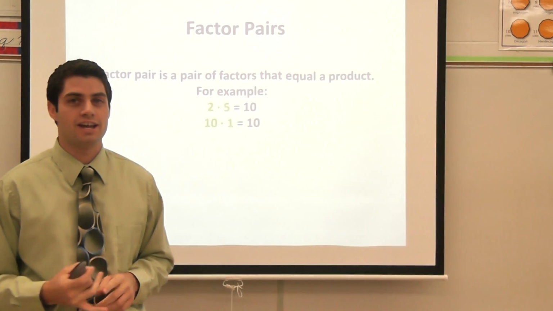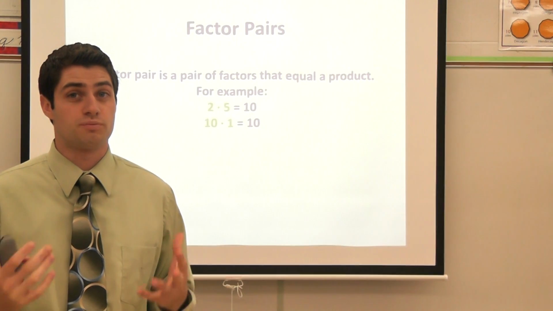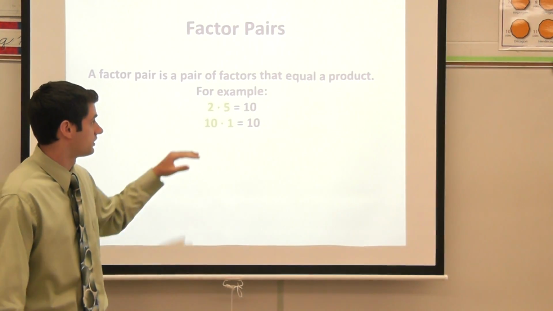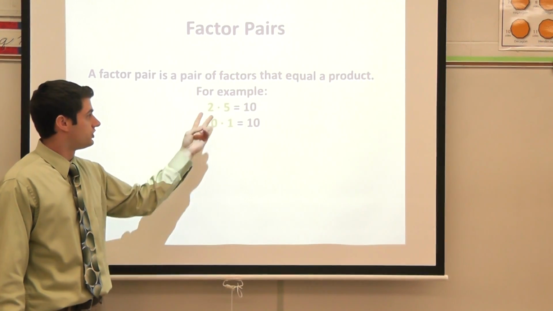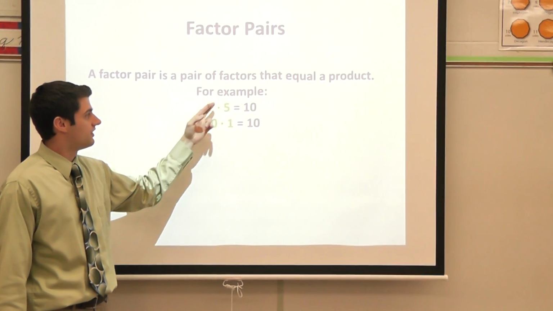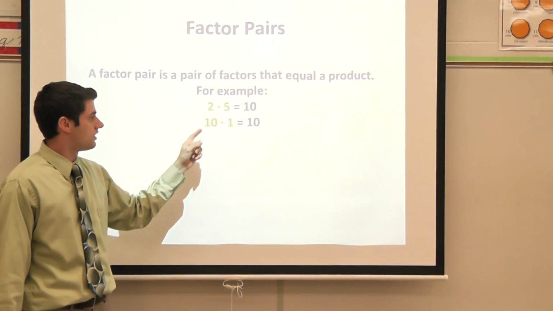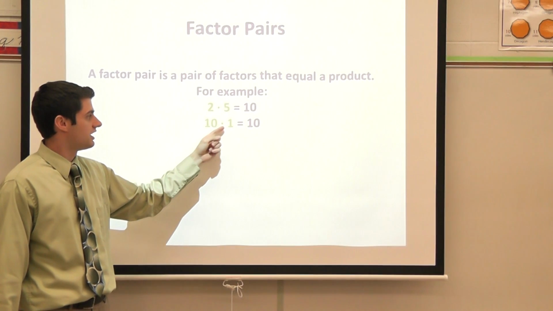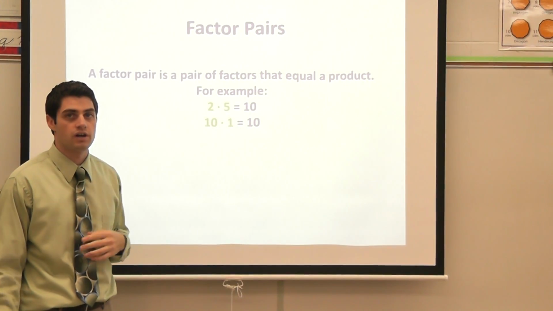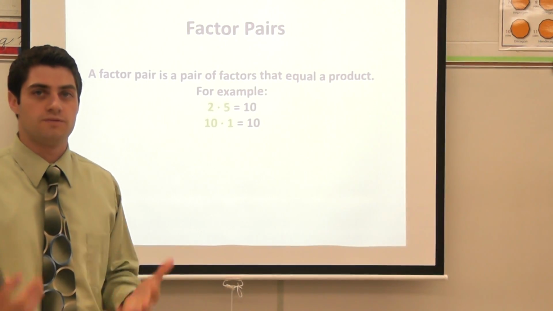A factor pair is a pair of factors that equals a product. So, if we're taking a look at our example here, 2 times 5 equals 10. 2 and 5 are both factors. They create a factor pair that equals the product 10. 10 times 1 also equals the product 10, so 10 and 1 are another factor pair of 10. I have 2 different factor pairs for the product of 10.